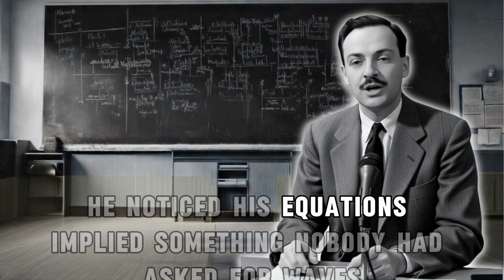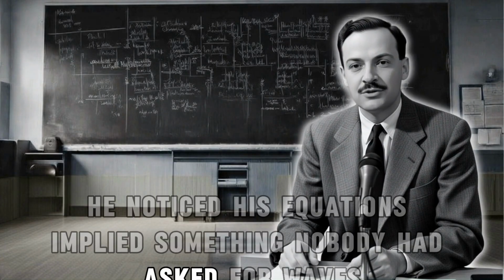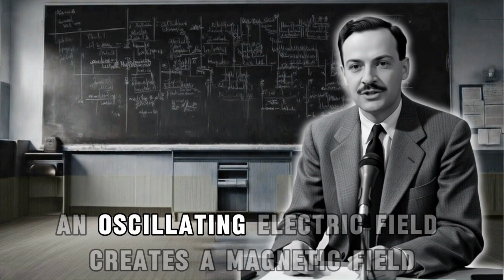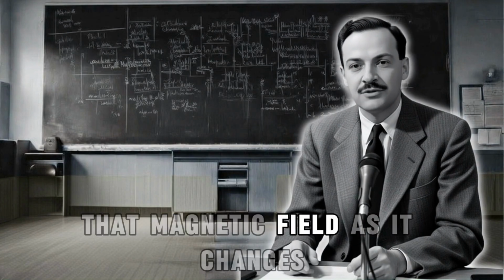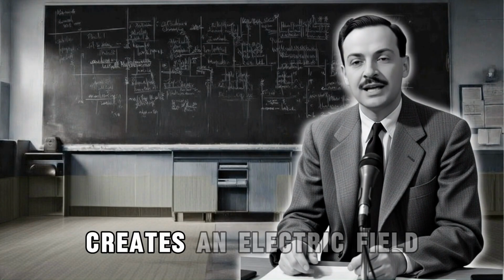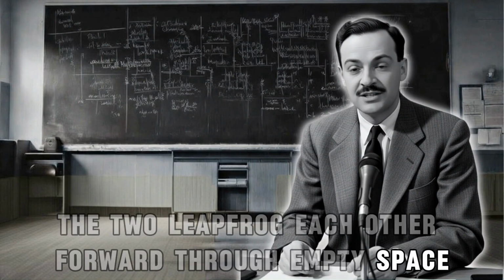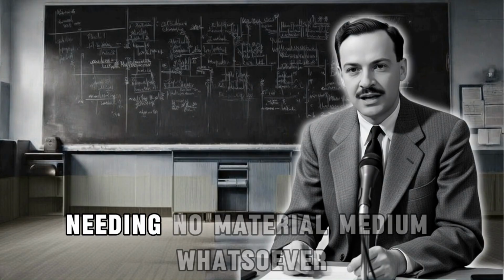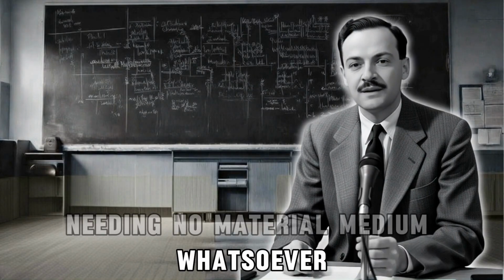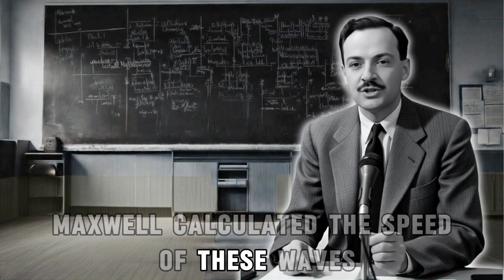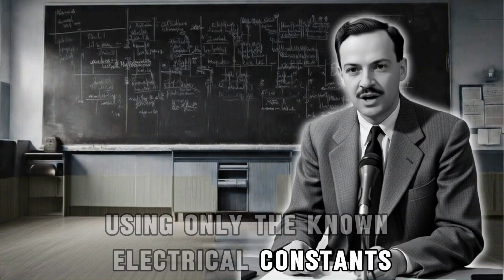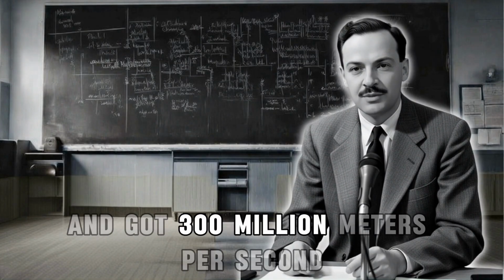He noticed his equations implied something nobody had asked for: waves. An oscillating electric field creates a magnetic field. That magnetic field, as it changes, creates an electric field. The two leapfrog each other forward through empty space, carrying energy as they go, needing no material medium whatsoever. Maxwell calculated the speed of these waves using only the known electrical constants and got 300 million meters per second.